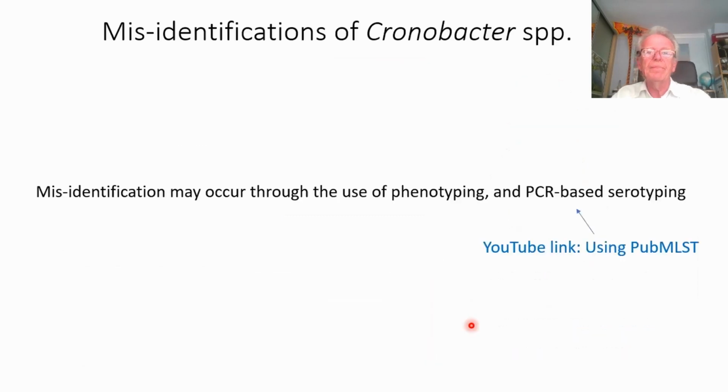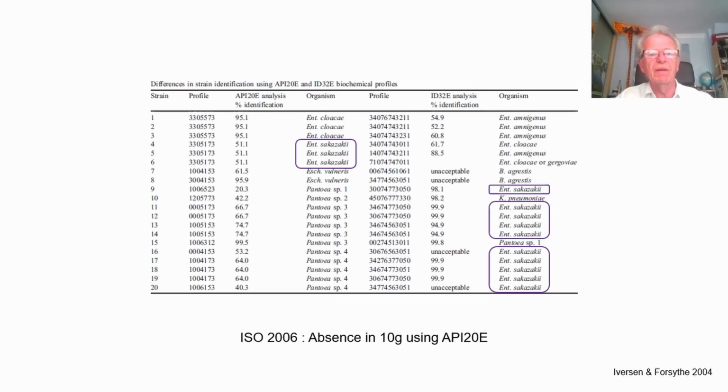The other issue I want to bring out at the beginning of this video is about misidentifications. Misidentifications may occur through the use of phenotyping. Not always, but often. There's also an issue with regard to if you're using PCR-based serotyping, and I've already covered that in another YouTube video already. So let's just look at some of the phenotyping examples.